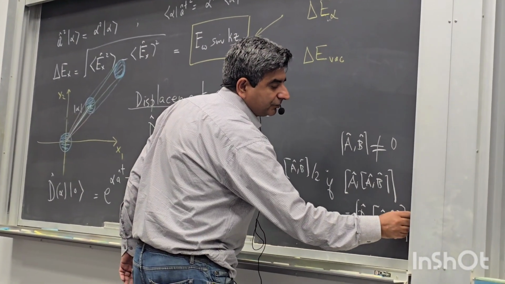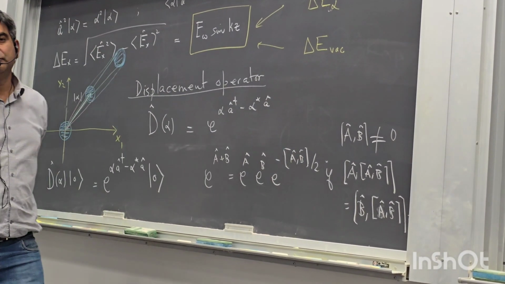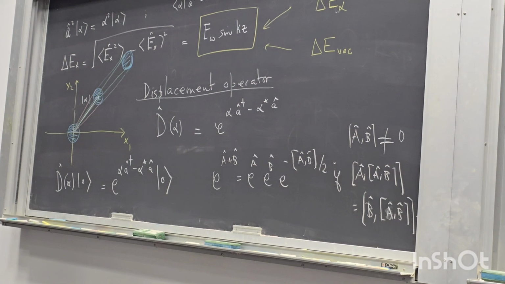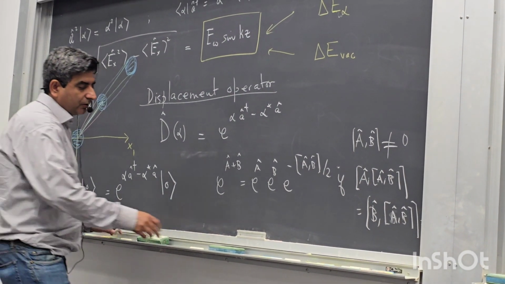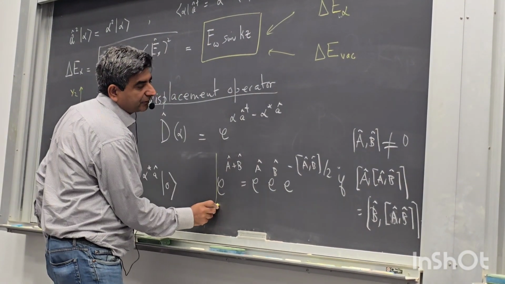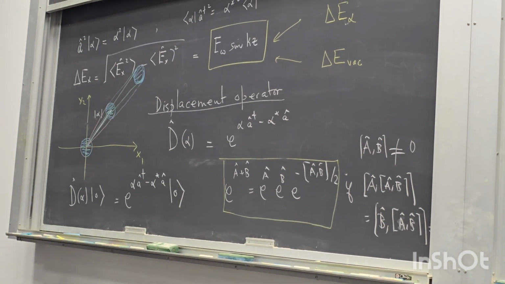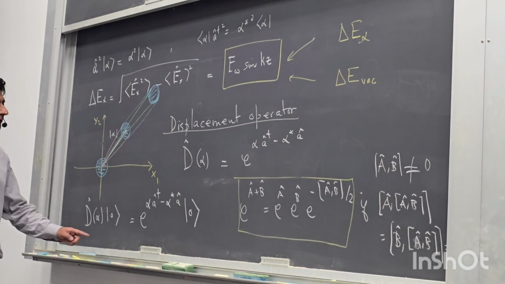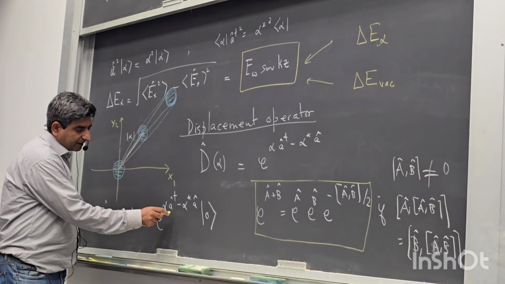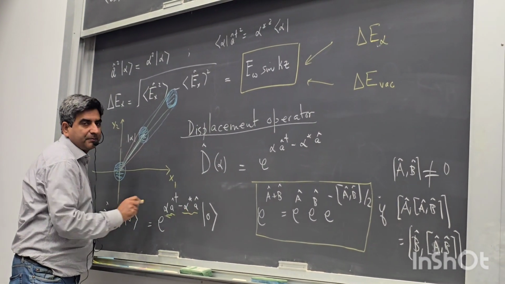And this is 0. So if this is true, then this formula holds. That's a very useful formula, by the way. It's ubiquitously used in quantum optics. So now let's suppose this is my A and this is my B.